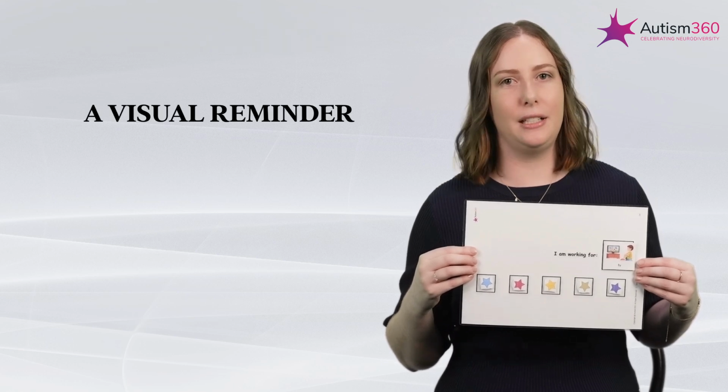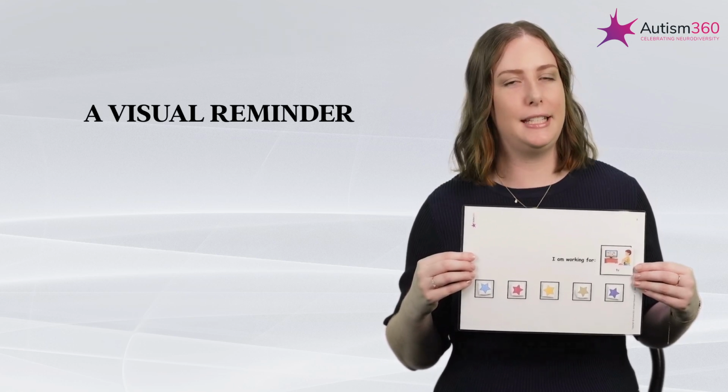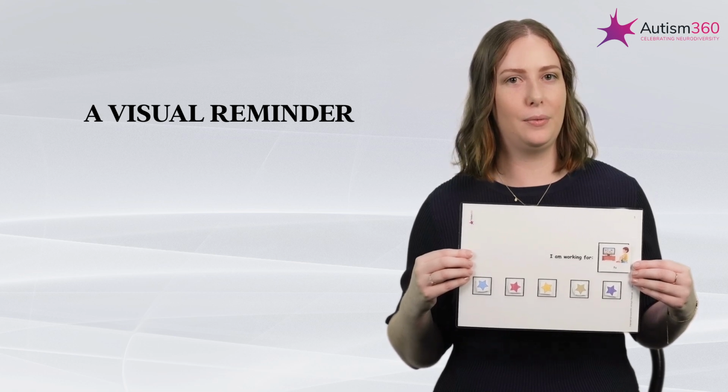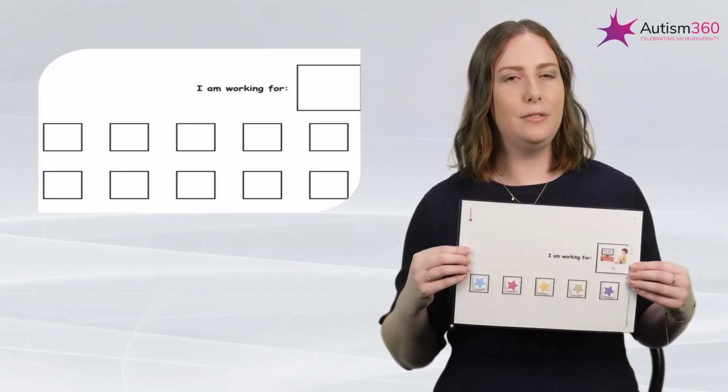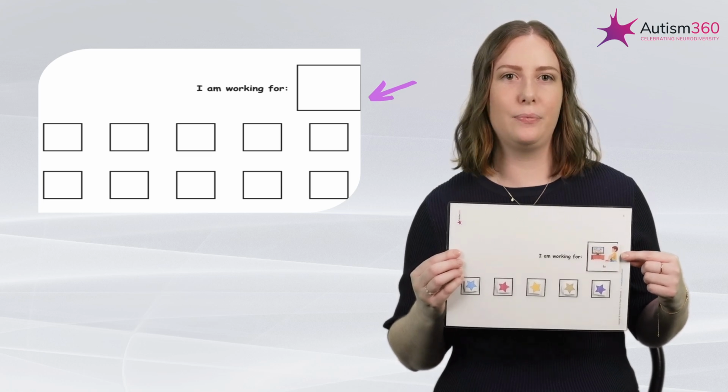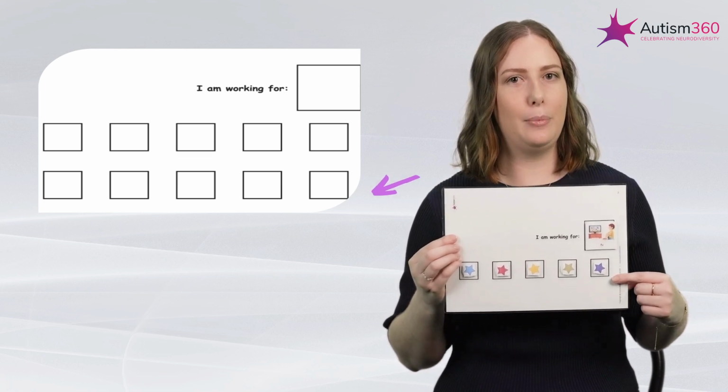The token board is to be used when a learner is able to move away from one-to-one reinforcement. It is a visual reminder of a potential reinforcer for staying on task and focusing on the task or activity they are working on. One reinforcer is placed in the white box under I am working for. Tokens are placed in the white boxes.